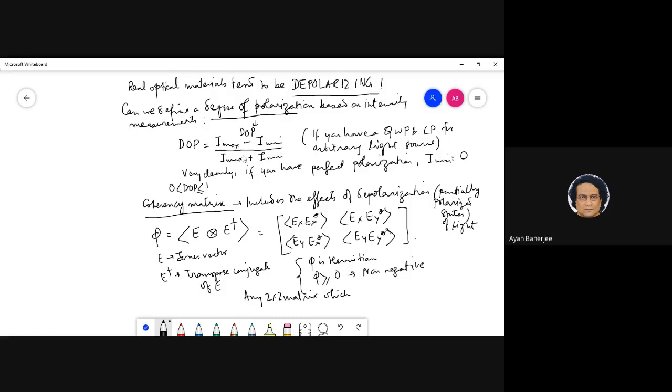You can easily do an intensity measurement and measure. Oh, that is fine. The degree of polarization part is fine. Yeah. Okay. So what we are trying to say is that if you are depicting partially polarized light, then the coherency matrix is the way of showing that.